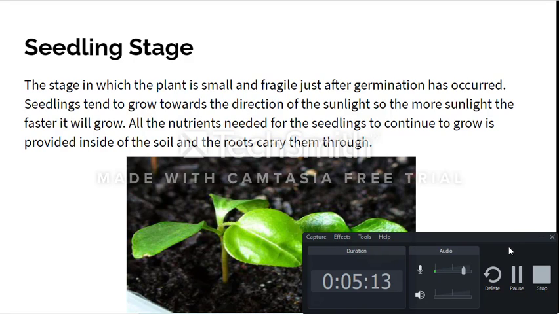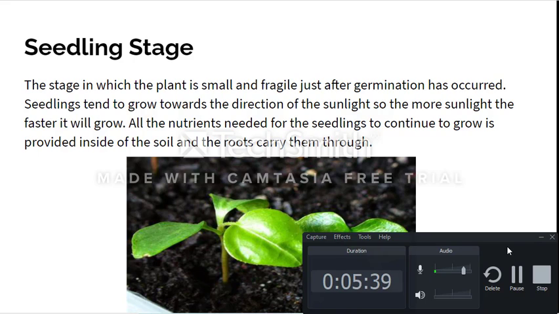This is the very important stage for the plant's life cycle because it determines, well, not determines, but it is the first official stage of the plant's growing era. This is the stage in which the plant is the smallest and most fragile, just after germination has occurred. Seedlings tend to grow towards the direction of sunlight, so the more sunlight, the faster it will grow.